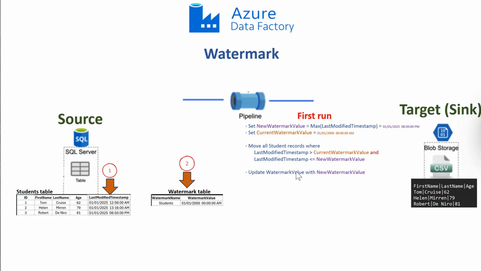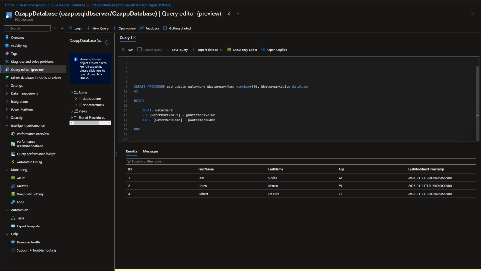The last step left is updating the watermark value in the watermark table with the new watermark that's been calculated in the lookup tasks. So this is the last step that we need to do in our pipeline. The easiest way to achieve this is creating a stored procedure in SQL Server for updating the watermark table with the new values, and then call this stored procedure from the data pipeline.